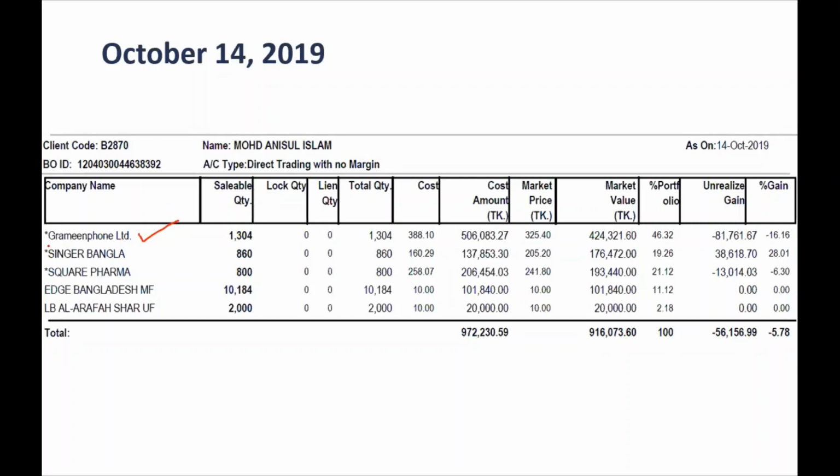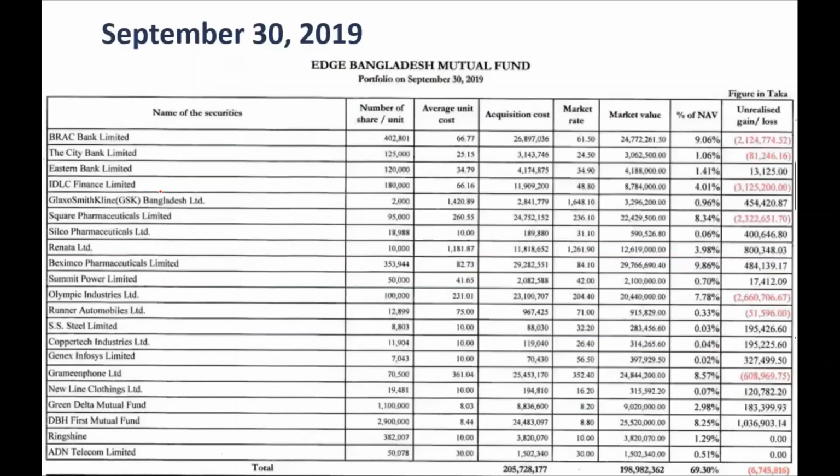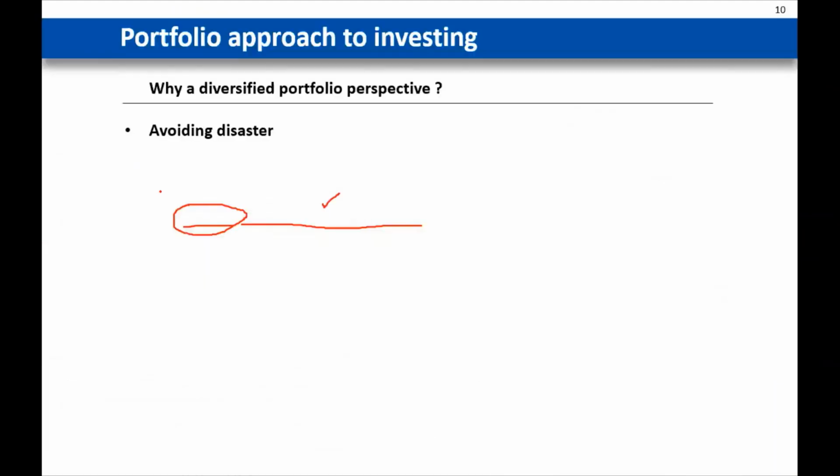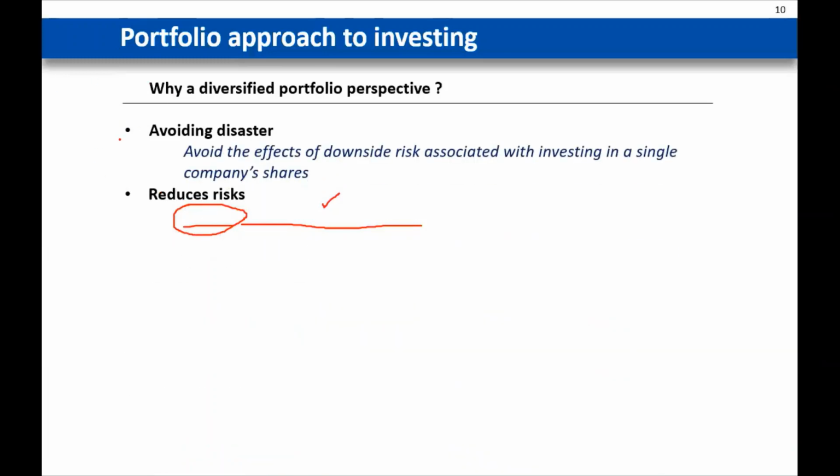Okay. So if all of my investment is in Grameenphone, would it be possible to reduce the risk arising from Grameenphone? It would not be possible. So to avoid the downside risk associated with a particular company, what can you do? You can extend your investment to a number of securities rather than concentrating on a single instrument. Okay. So that is the point I'm trying to make clear here, avoiding the disaster.